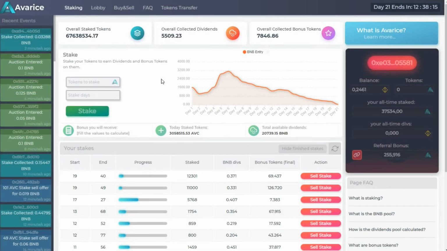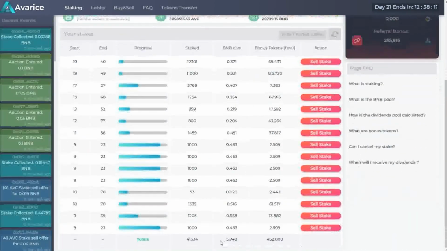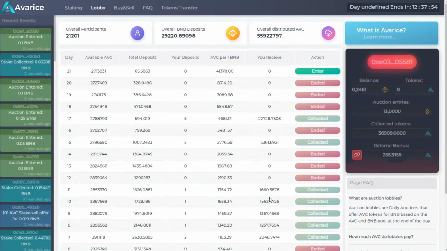Next one is Avarice. I love this one. I invested 13 BNB in this staking protocol, and I already earned back almost 6 BNB in dividends. This is incredible. All my stakes are locked, so I will earn more BNB when they expire and I can start claiming my dividends. The lobby is slowing down right now, which is perfectly normal.